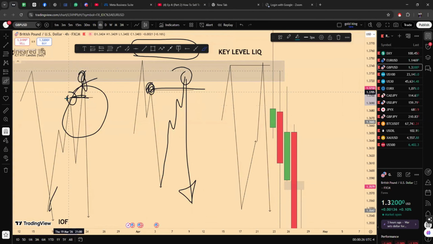In most cases, this happens where inducements were not available.